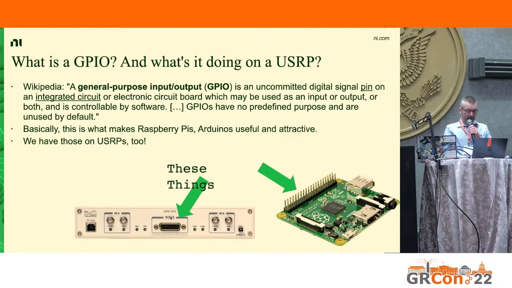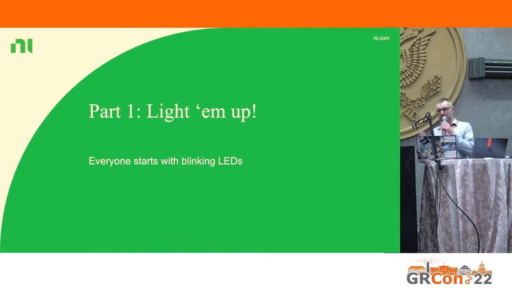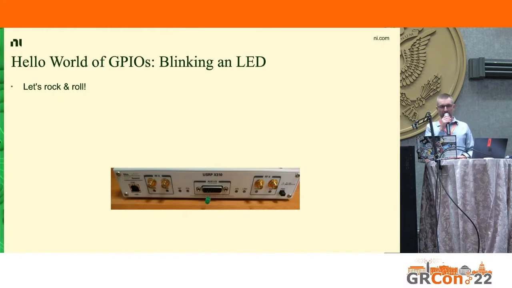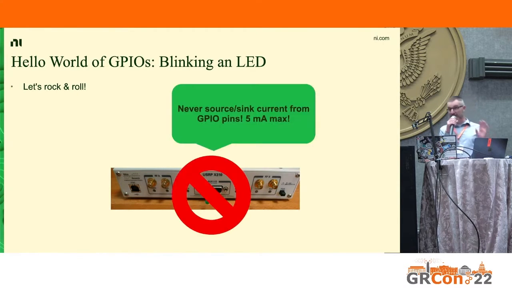For many people, your first electronics project was blinking an LED. So can we do that? We'll just plug it into the USRP and get going. And I'm going to stop everyone right here. Please don't do that. In this particular case, nothing would probably happen. I don't think you can break the USRP that way, but you can break the USRP by misusing GPIOs.